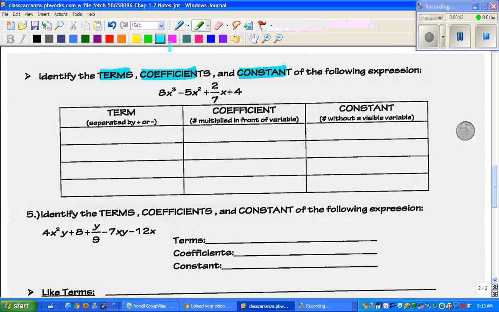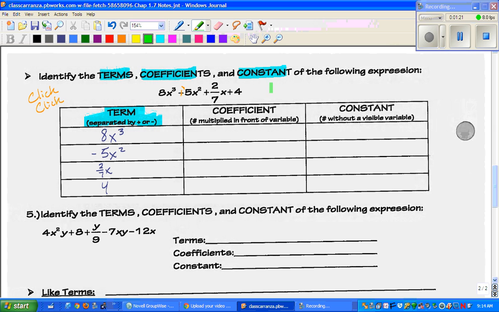Now, a term. Terms are separated by positive or negative signs. Before we go and look at the terms, what I want us to do is go through and do the click, just so we can see which ones are positives and which are negatives. Now, our terms for this are the 8x cubed, the negative 5x squared, 2 over 7x, and the 4.